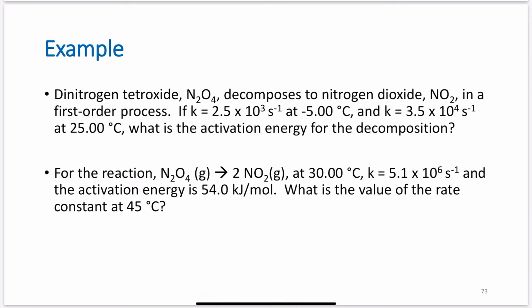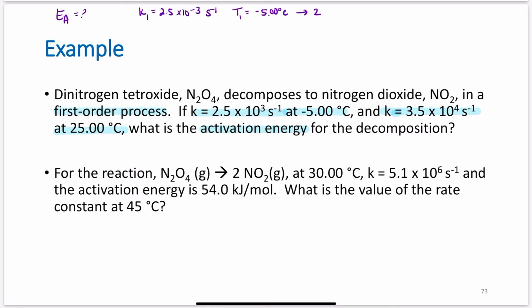Nitrogen tetroxide, N2O4, decomposes to nitrogen dioxide, NO2, in a first-order process. If K is equal to 2.5 times 10 to the minus third seconds to the minus 1 at negative 5 degrees C, and K equals 3.5 times 10 to the fourth seconds to the minus 1 at 25 degrees C, what is the activation energy for the decomposition of this reaction? I'm trying to find E sub A. I'm told K1 is equal to 2.5 times 10 to the minus third seconds to the minus 1 with an initial temperature of negative 5 degrees C.